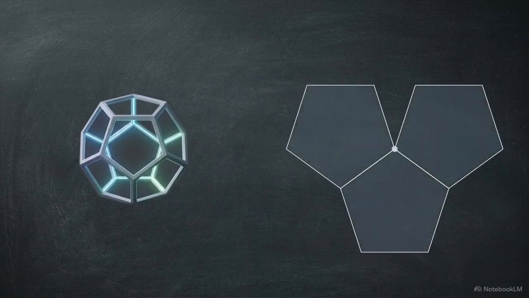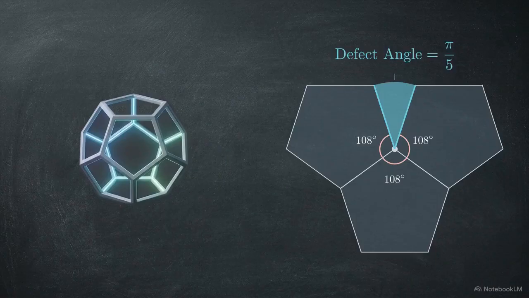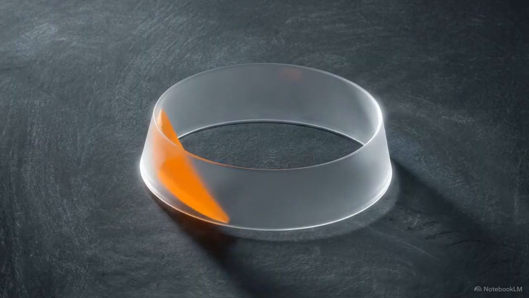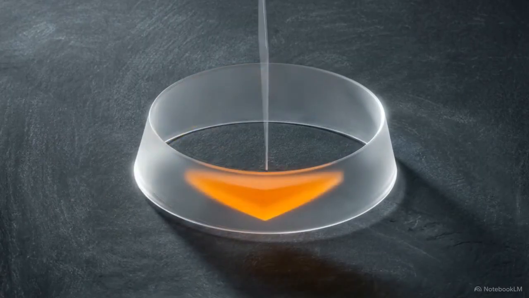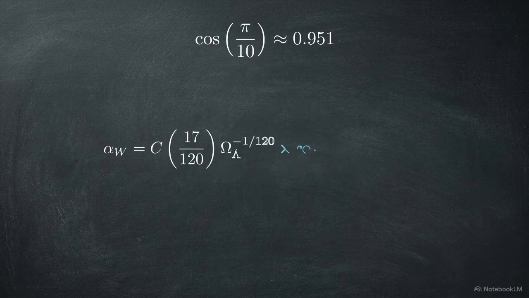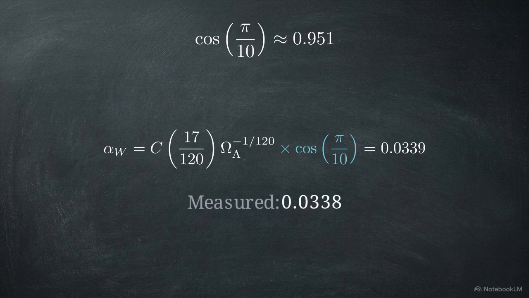The dodecahedral geometry underlying this space has an angular defect of pi/5 at each vertex. When this passes through the non-orientable boundary of the Möbius strip, the holonomy halves that defect to pi/10. The cosine of pi/10 yields a highly specific geometric projection factor. This factor exclusively corrects the weak coupling constant to within 0.4% of its measured value.